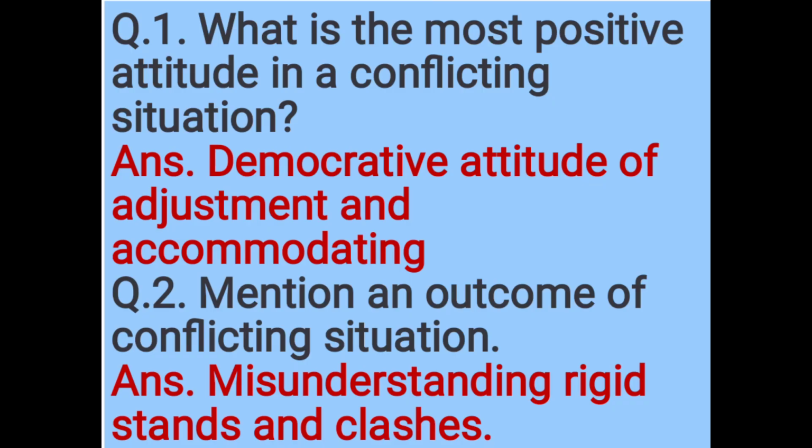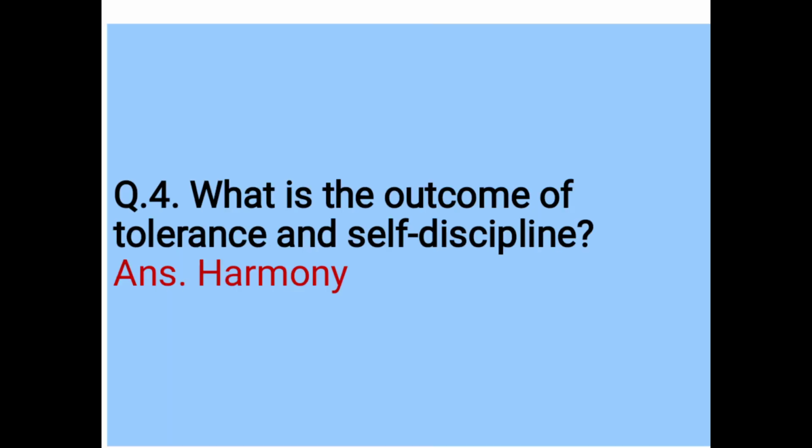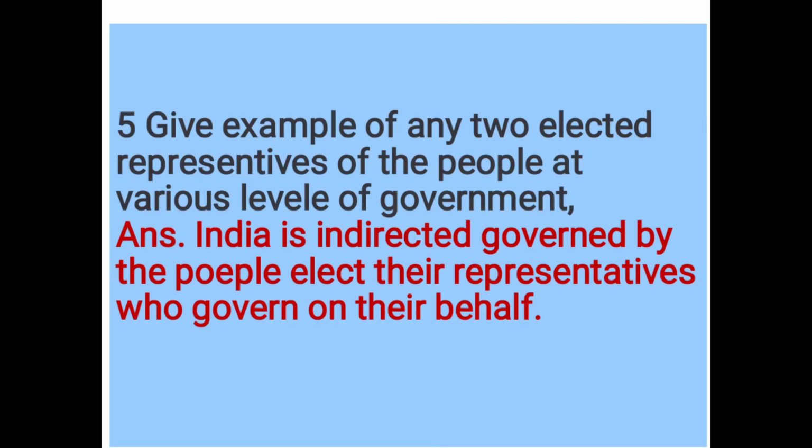Then question answer. What is the most positive attitudes in the conflicting situation? Democratic attitudes of adjustment and accommodation is the most positive attitude. Mention any outcomes of conflicting situation: misunderstanding, raise stand, and clash. Okay. Now question number 3. Who organize, supervise, and control activity around us? Government. What is the outcome of tolerance and self-discipline? Then harmony.